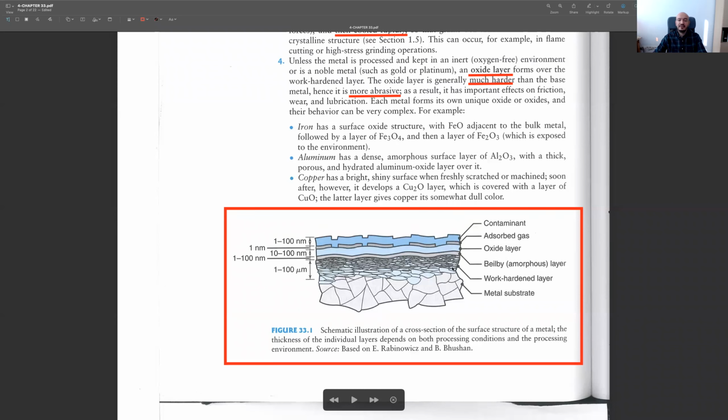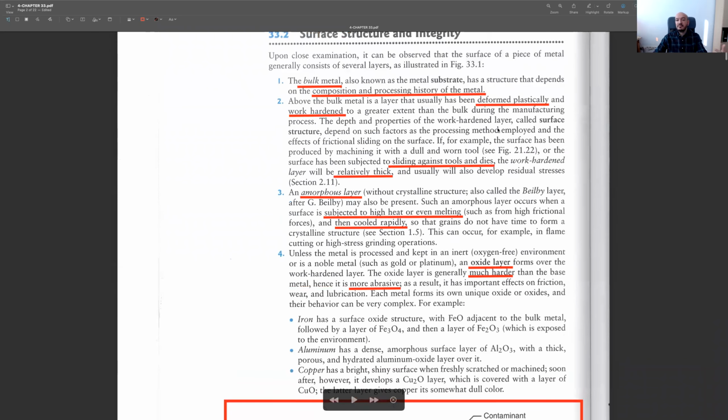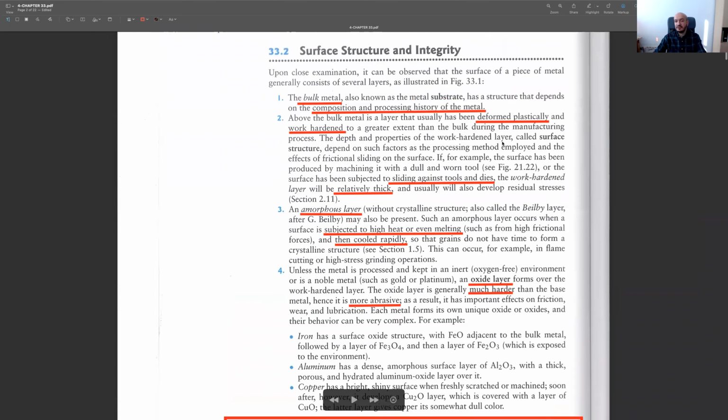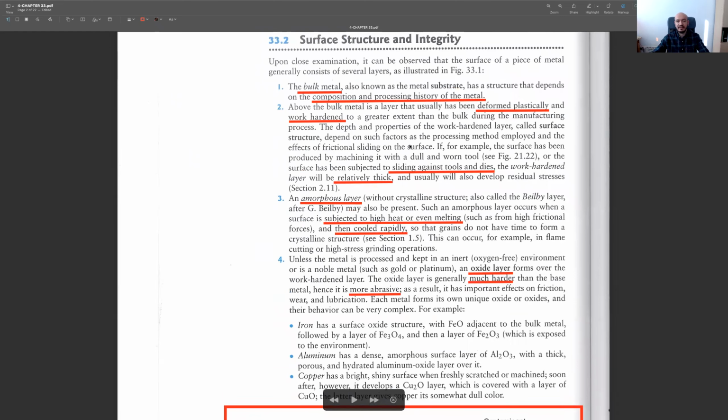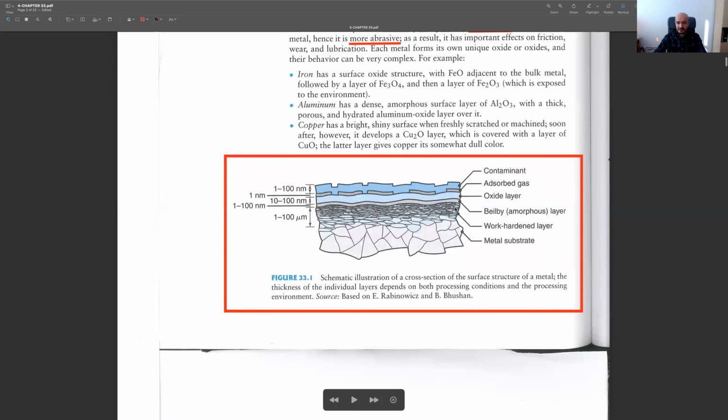In this part, we need to have some plastic deformation, otherwise you cannot have such work hardening. Work hardening only happens once you have plastic deformation on the metal, and this may happen with various operations. And if you have it with the help of sliding against tools or dies, then probably we are going to have some thicker work hardened layers. This is a work hardened layer. The thickness depends on the type of plastic deformation you are employing on the metal.